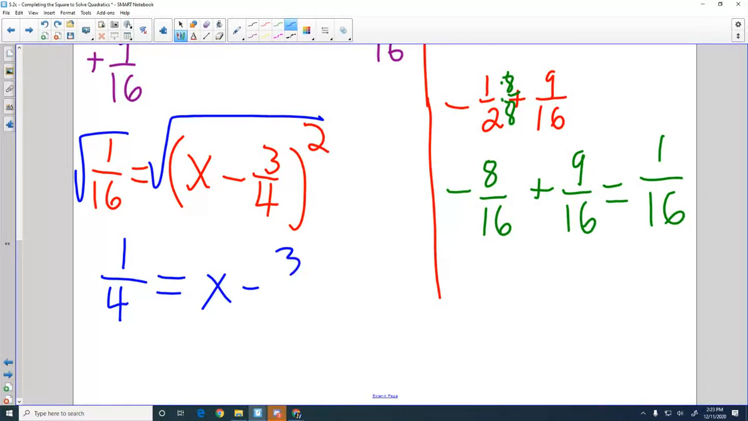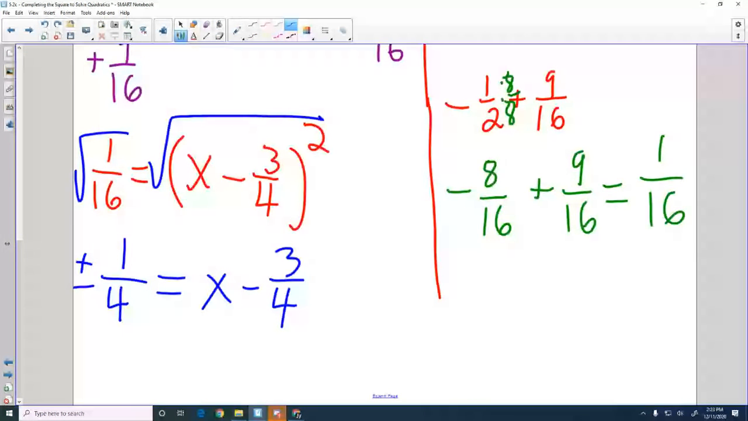X minus 3/4. Keegan, what am I missing? You're missing the plus or minus, and I told you not to forget. We square rooted. That's when we add in that plus or minus. The square root of 1/16 could be a positive 1/4 or a negative 1/4.